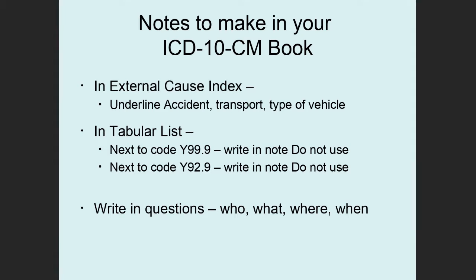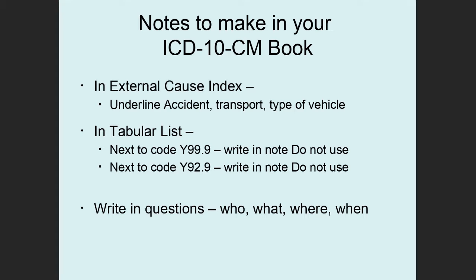Here are some suggestions on notes, underlining, and highlighting for your book. This will help you find these codes more easily. In the index, underline accident transport. You'll notice there are many entries in this category, which can be confusing. I suggest you underline the type of vehicle, driver, passenger, occupant, hanger-on, collision, non-collision. This will help you to navigate this better. This will catch your eye and take you to the right place, because otherwise you can get really bogged down in this index.